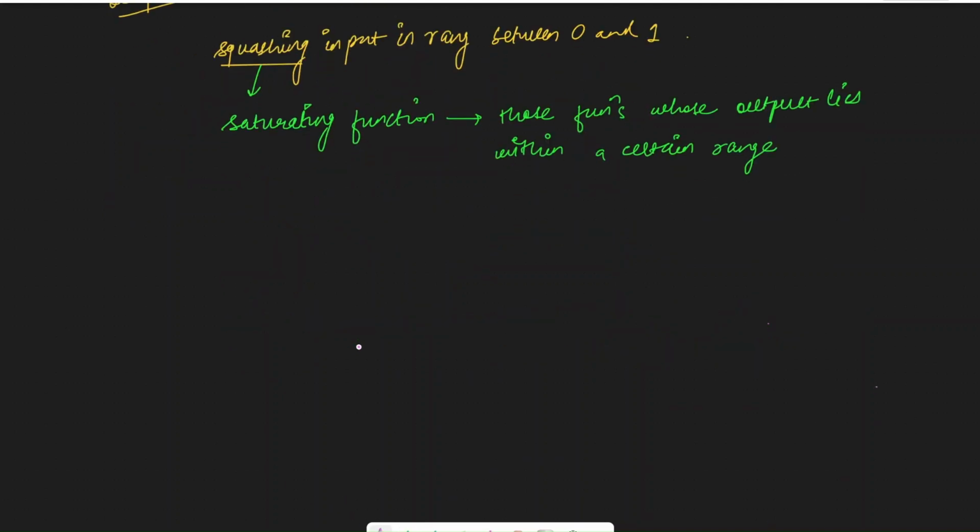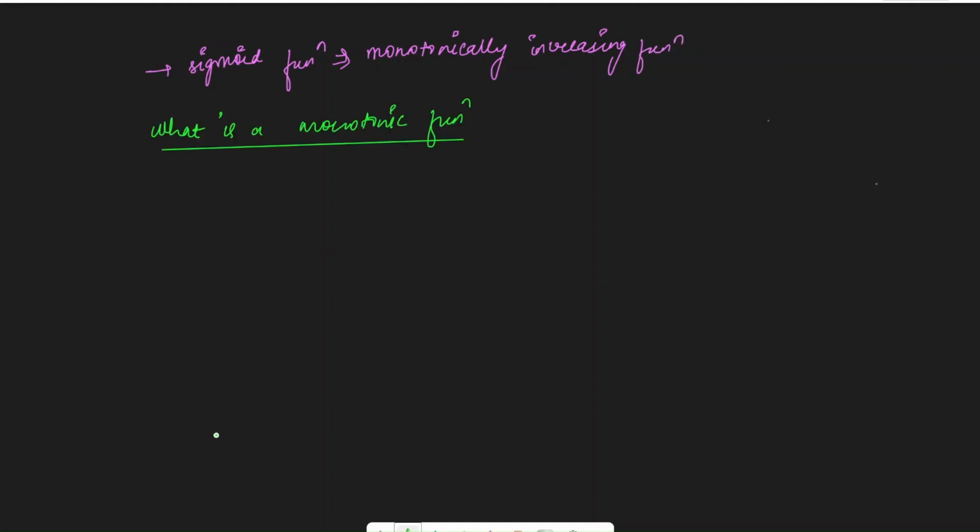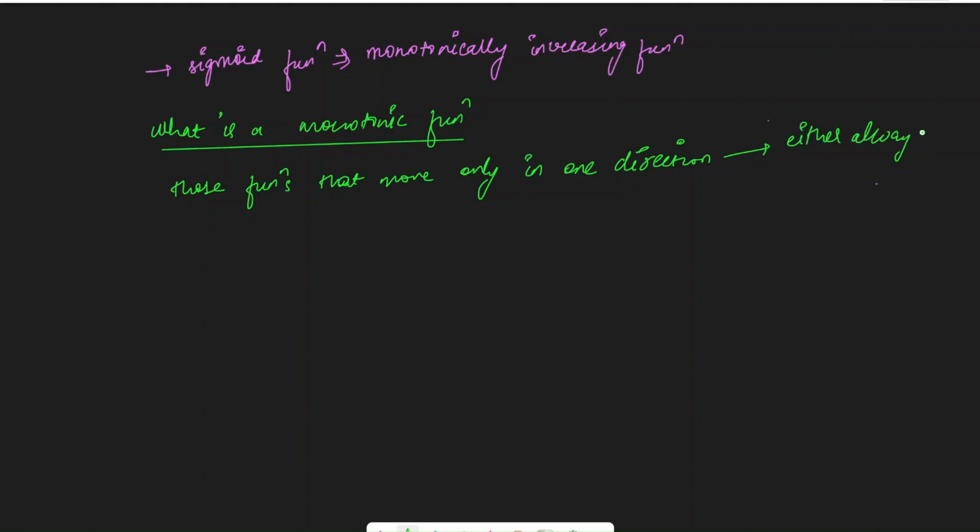Now there is another property of sigmoid function which is called monotonicity. Sigmoid function is a monotonically increasing function. Now you would be thinking, what is a monotonic function? So monotonic functions are those functions that move only in one direction. They are moving only in a single direction. They are either always increasing or always decreasing.